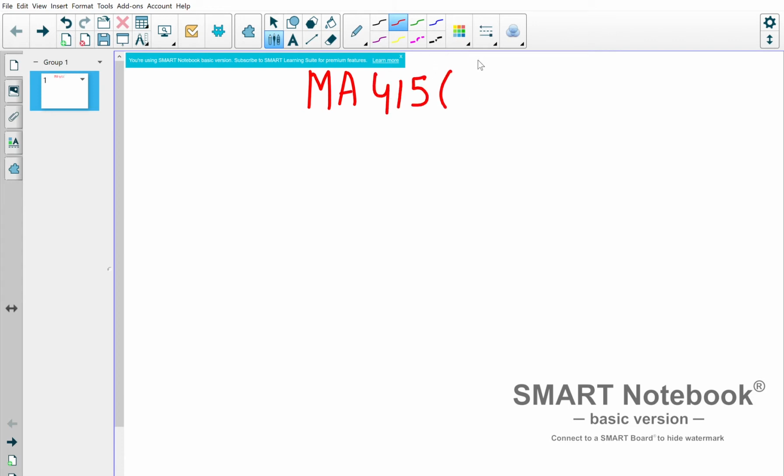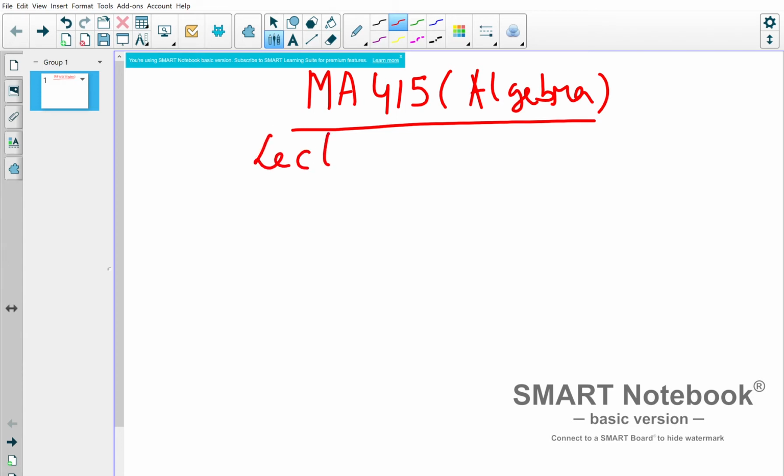MA415 Algebra. Please pardon me because my laptop is very slow, so sometimes you can see that this is cutting. Okay. So algebra, and this is lecture number, I think 13.